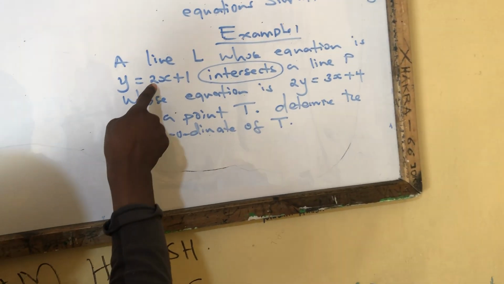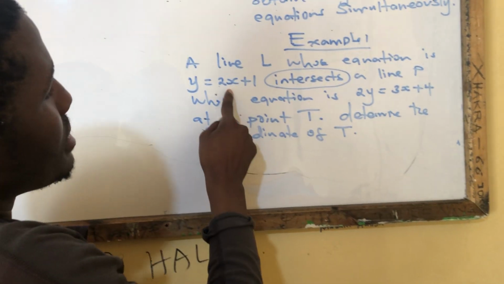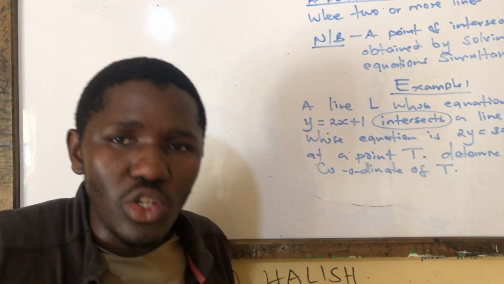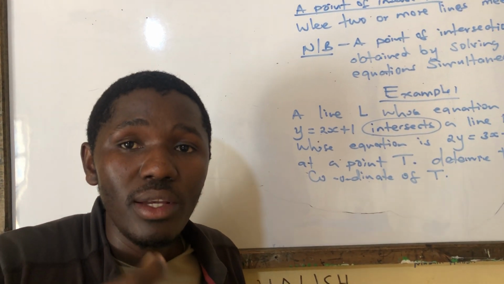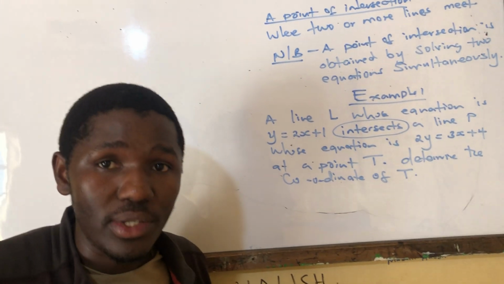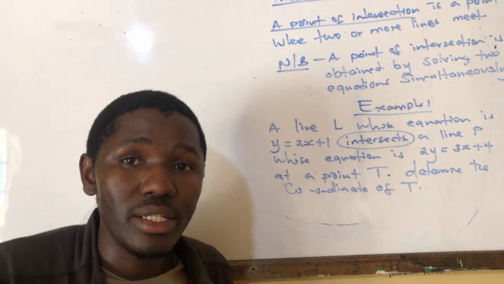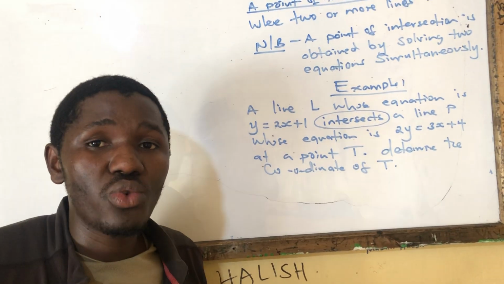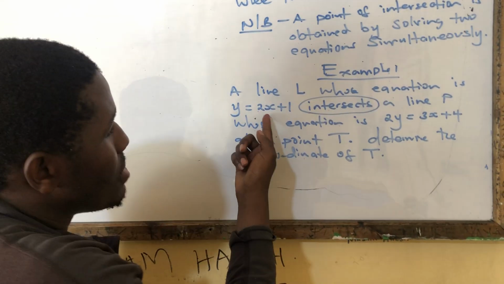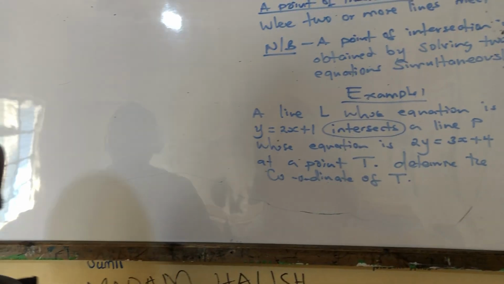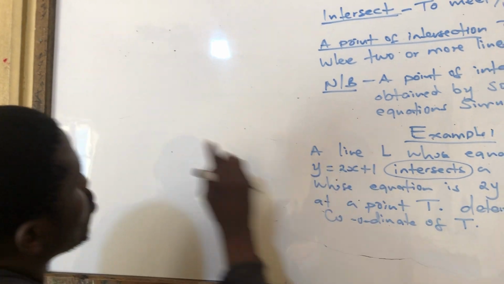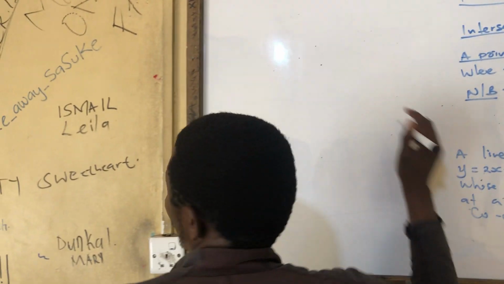To obtain the point of intersection of these two lines, the student is just required to have knowledge of how to solve simultaneous equations. Because you've agreed, the point of intersection will be obtained by solving the two equations simultaneously. So the student will be required to solve these two equations simultaneously. How then do we do that? We will take the first equation. What is our first equation?